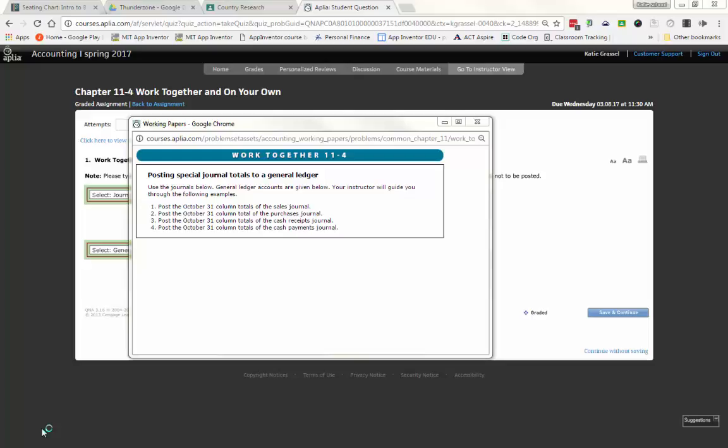So when we see the directions here, we're going to do sales, purchases, cash receipts, and cash payments. And we're going to go through and post those totals. Now, let's take a look at sales. Sales is pretty straightforward, like a good old sales journal.